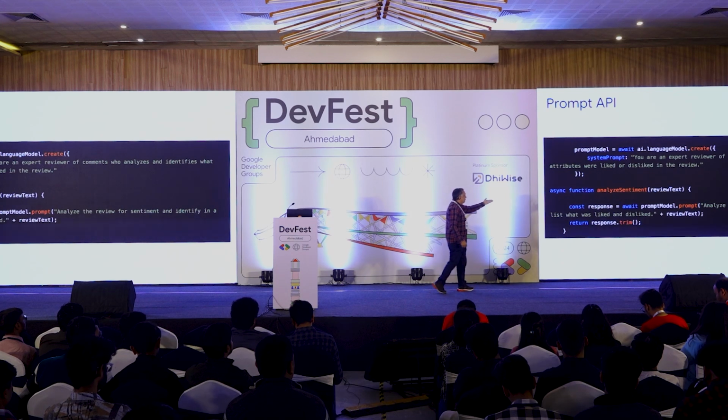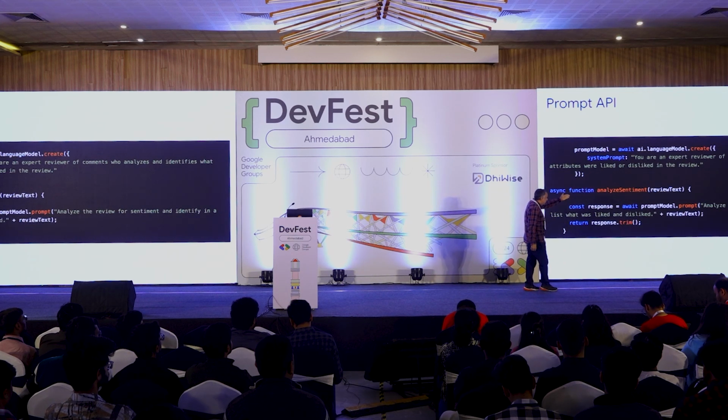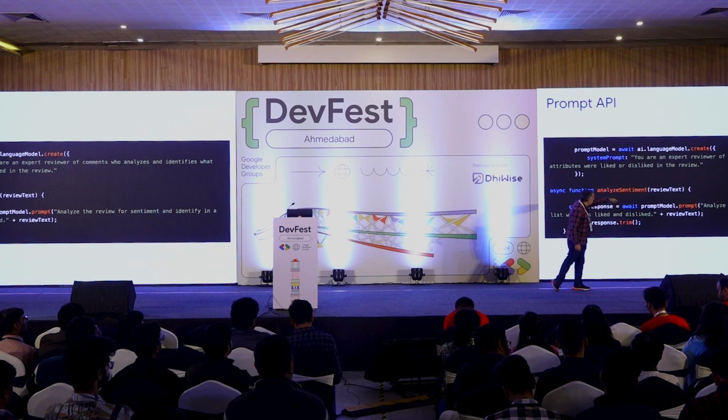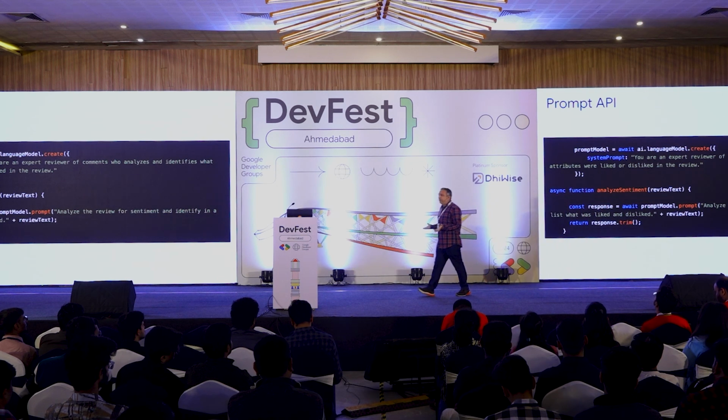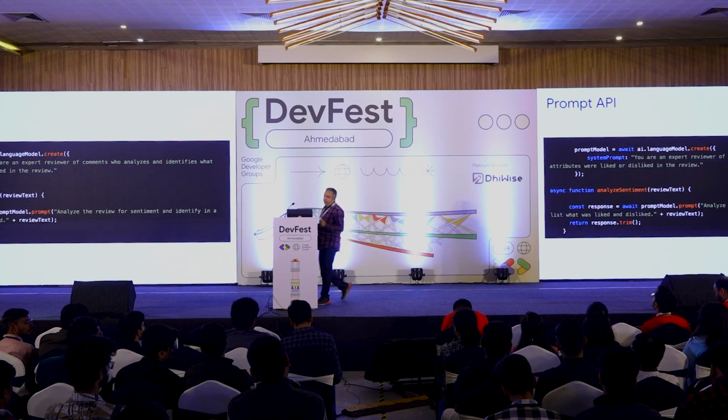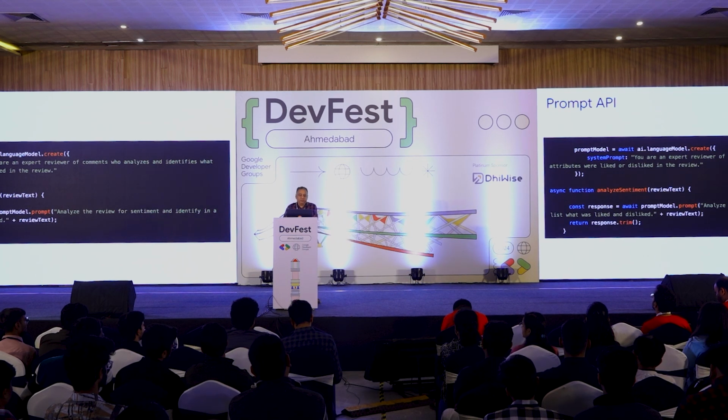And here's a function. Again, it gets a review text, and you can see there, all you had to do was just call the prompt API. And that's pretty much what it is. You get a response back, and you then display it in your website.